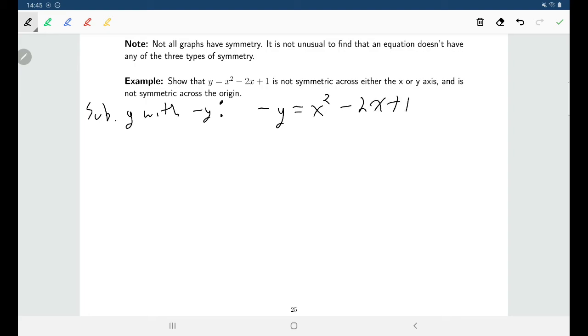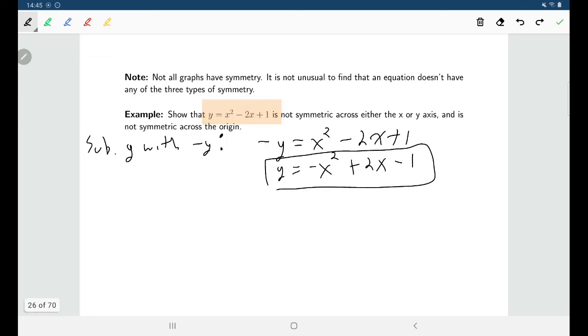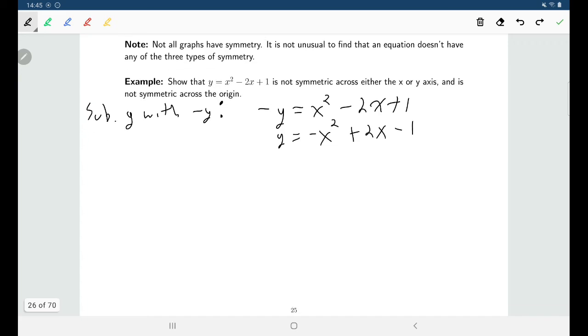And no matter what you do with that, if you multiplied everybody by negative 1, it's even more obvious that this is not the same thing as your original equation. These are not the same signs that everybody had originally. So this is something where we can say that this is not symmetric across the x-axis.